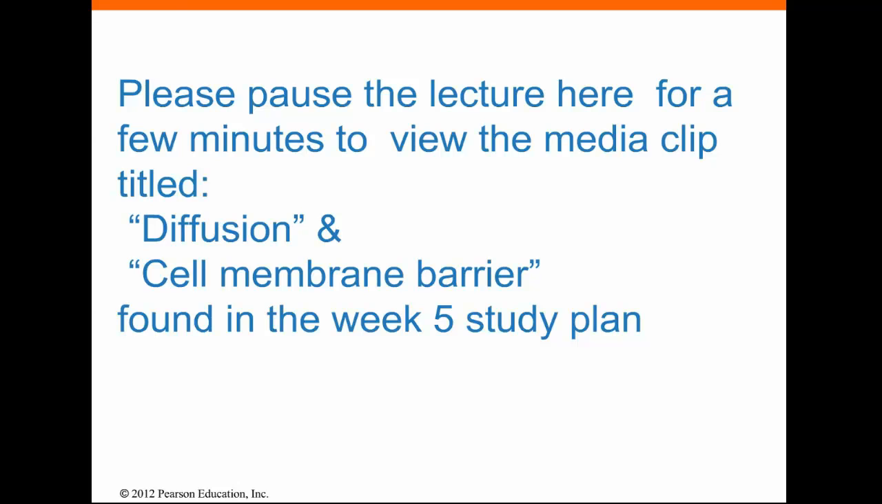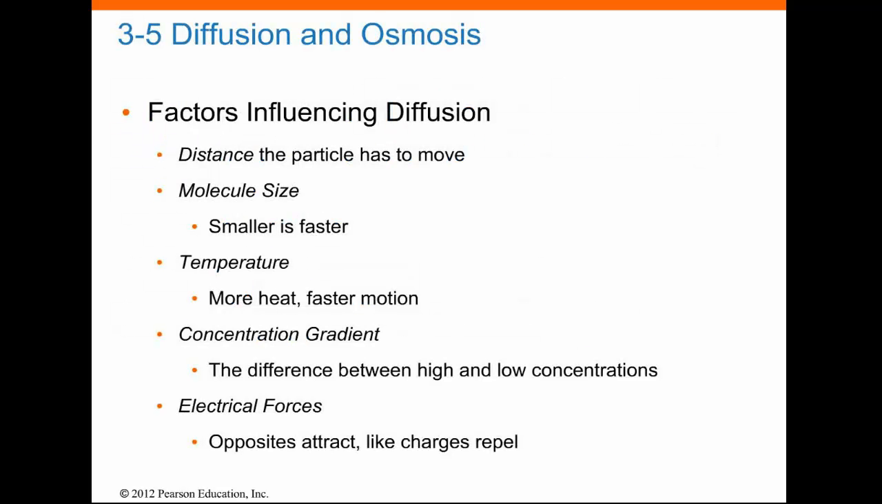So here we are back again after you've looked at those two short media clips about diffusion and the cell membrane in fluid movement. Here we are looking at diffusion and osmosis. We've got to look at the factors that affect diffusion: the distance the particle has to move, the molecule size, the smaller the molecule, the faster it is, and also heat.